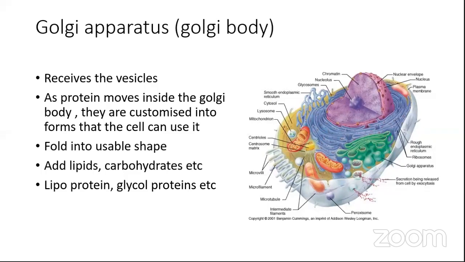Sometimes you might have heard these words: lipoproteins, glycoproteins. Lipoproteins means protein plus lipids. Glycoproteins: glyco means carbohydrate, plus protein molecules. This adding process takes place here in the Golgi apparatus. Right, we move on to the next.